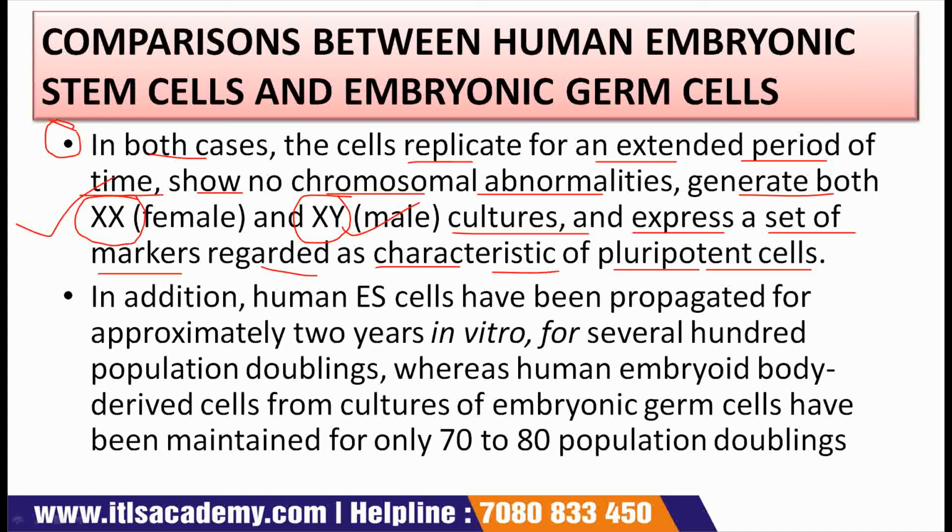However, the embryonic stem cells derived from human blastocyst and embryonic germ cells differ not only in the tissue sources from which they are derived. They also vary with respect to their growth characteristics in vitro and their behavior in vivo. In vitro means something that is outside the body, while in vivo means something that is inside the body.